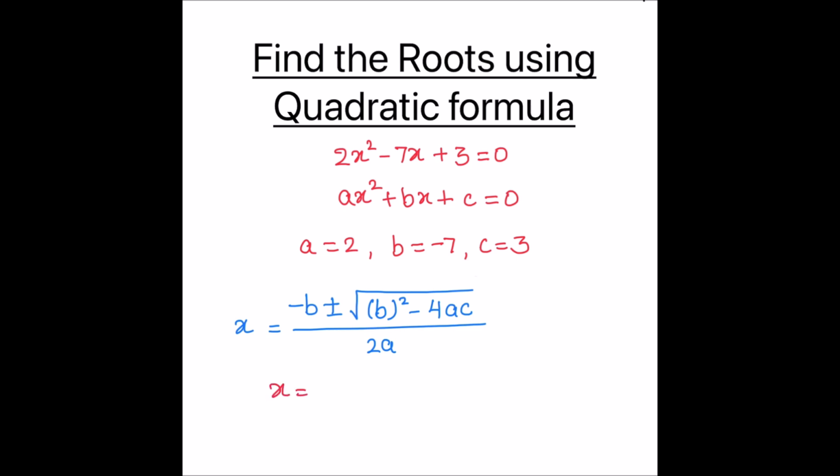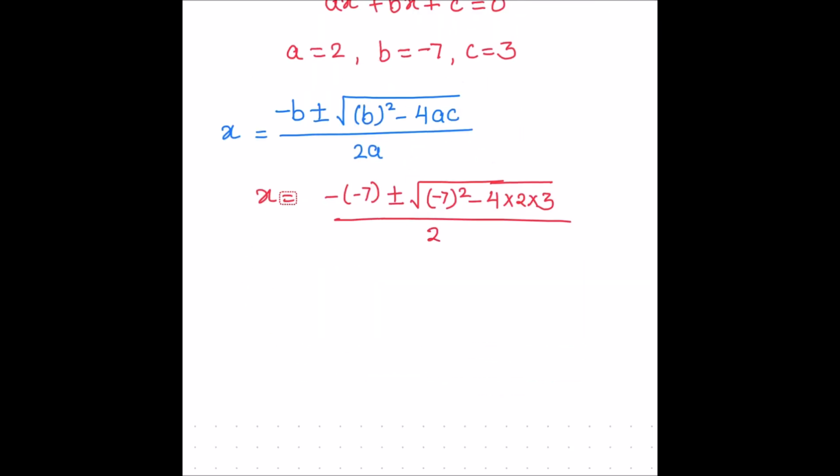So x equals negative b, which means negative times -7, plus minus square root of b² minus 4 times a, which is 2, times c, which is 3, divided by 2 times 2. Here we have two signs in the formula for two different roots. One root will come with the positive sign and the other root will come with the negative sign.